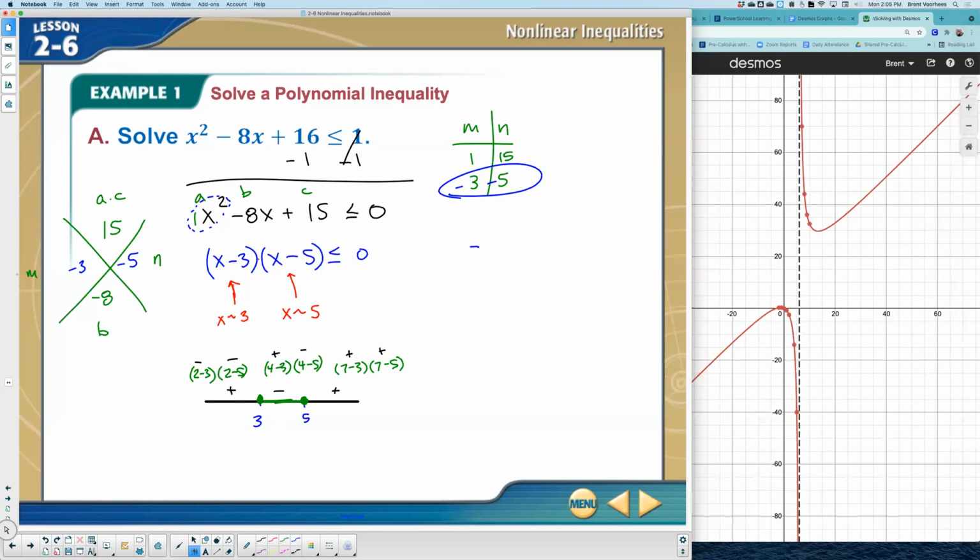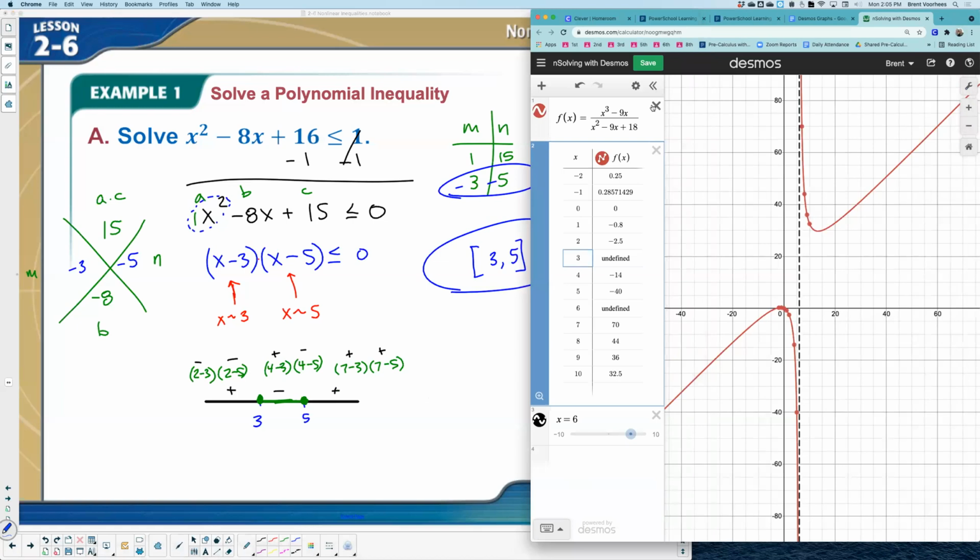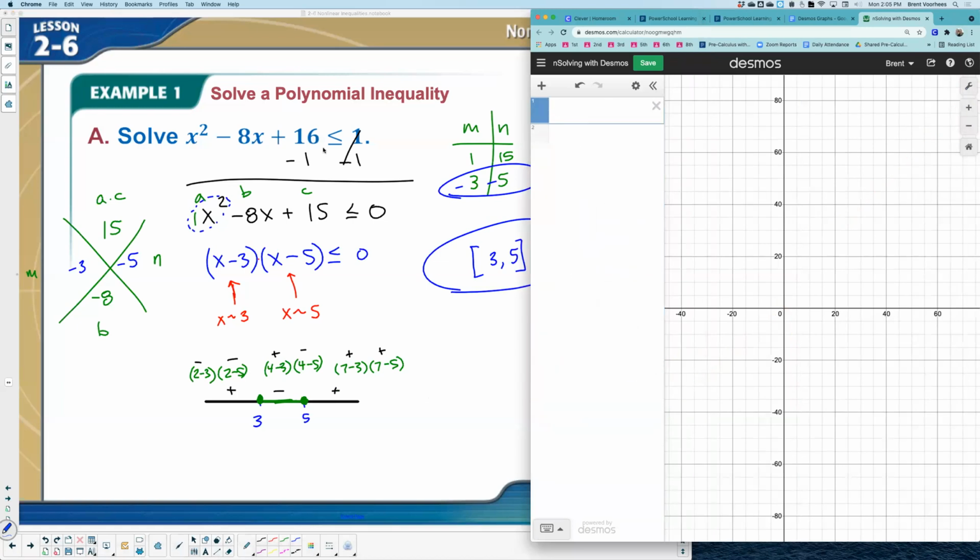The solution set, I should say, is all values between 3 and 5, and I will use brackets. Now, we did all this work. Check out what Desmos says. I'm just going to type in this equation as the original problem. You're about to see something pretty sweet.